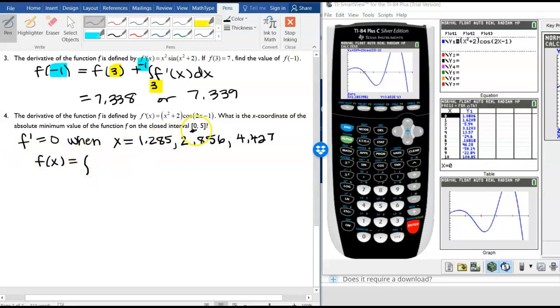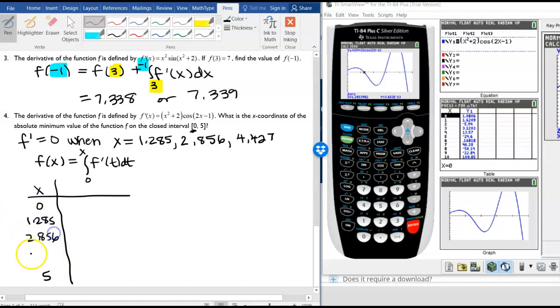I'm going to start with 0 because it's my left point. If you're given a specific value, you would start there, but we're not given any y values. So we'll go from 0 to x, f prime of t dt. So when I start out, I'm checking my endpoints and my critical points, so I'm making my table of values. To find f of 0, I'm going to integrate from 0 to 0 of f prime of x dx. And I know that this is just going to be 0 in this case because I'm integrating from 0 to 0.